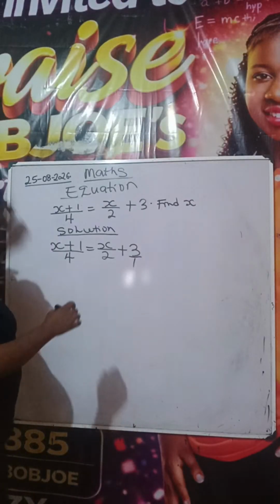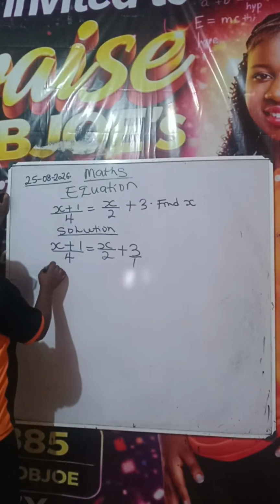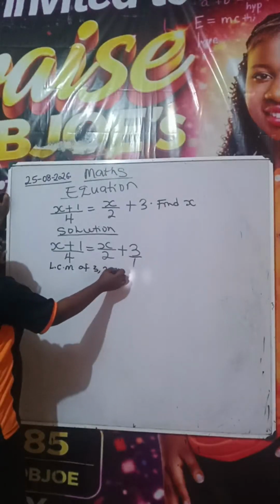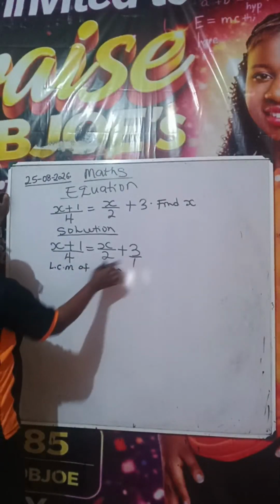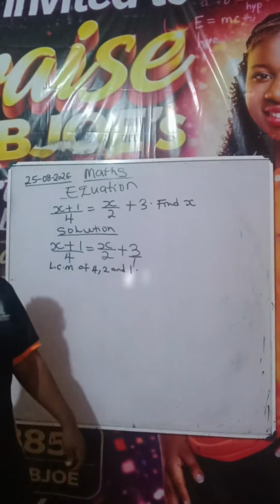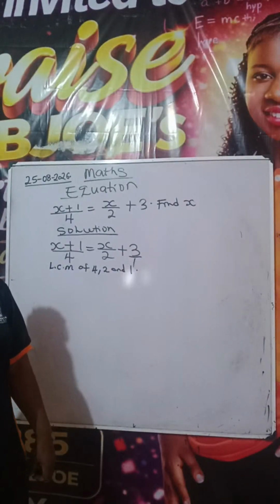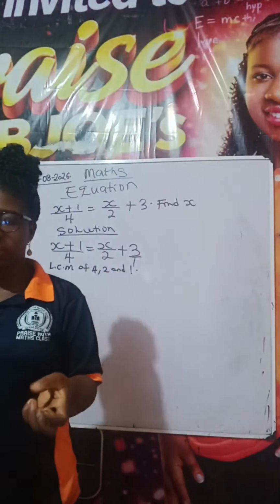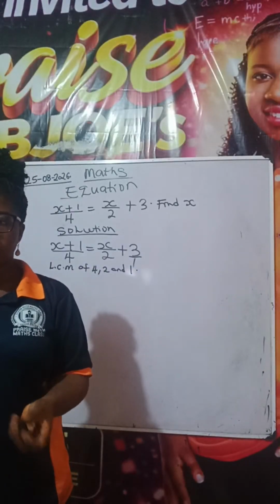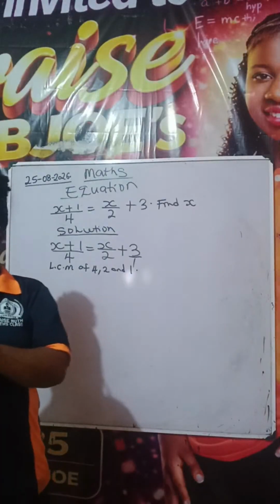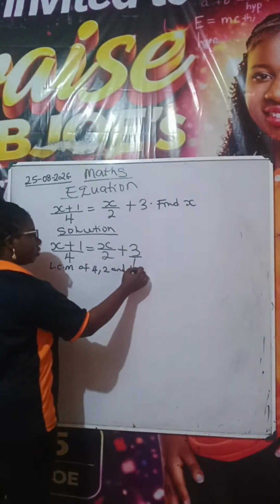Good. Now, first is the LCM. So what is our LCM? LCM of 4, 2, and 1. And the LCM is what? LCM is lowest common multiple. So what is the LCM? It's 4. Correct. So our LCM is 4.